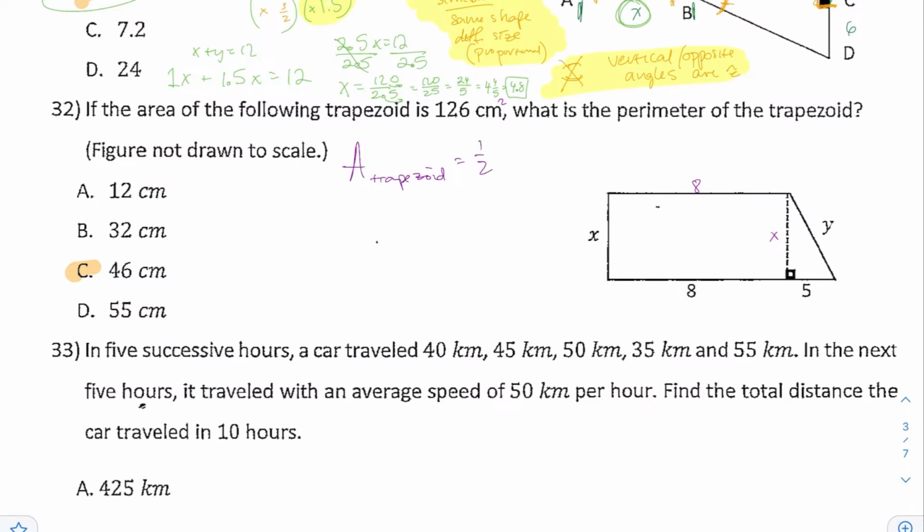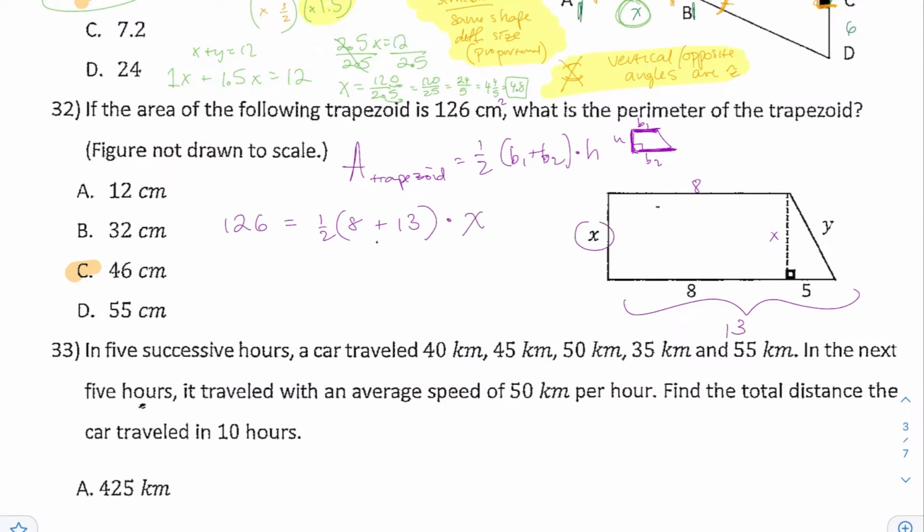which is going to be 1/2 base 1 plus base 2 times the height h. So you take the average of the two bases, base 1 and base 2, and you multiply it by the height, which is perpendicular to the bases. So in this case, the area is given as 126, which will be equal to 1/2. Base 1 is 8. Base 2 is going to be 8 plus 5, or 13. And the height is going to be x, and that's going to be our variable.